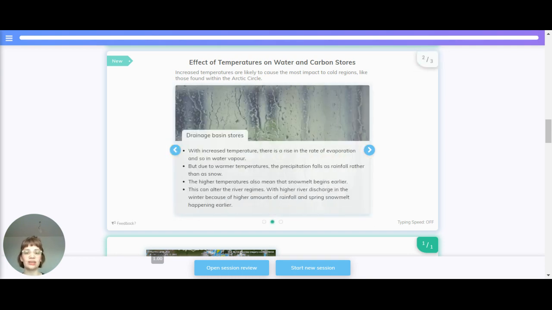Stores. With increased temperature, there is a rise in the rate of evaporation and so in water vapour. But, due to warmer temperatures, the precipitation falls as rainfall rather than snow. The higher temperatures also mean the snowmelt begins earlier. This can alter the river regimes, with higher river discharge in the winter because of high amounts of rainfall and spring snowmelt happening earlier.